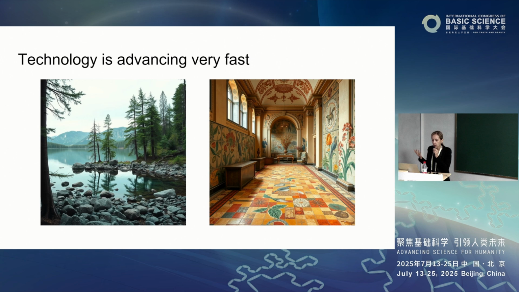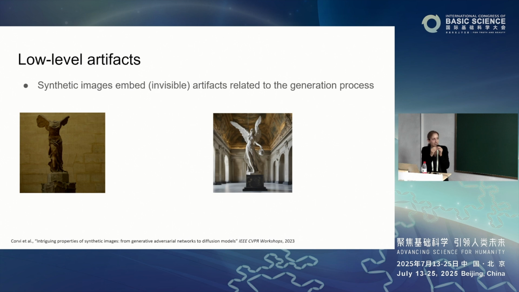So how can we detect then that an image is real or fake? Again, these are two images. How can we understand if one is real and the other is fake? In this case, one is real and one is fake, I can just tell you this. So what we have already tried to work on is not to rely on high-level semantic artifacts, but to look at low-level artifacts. These are invisible artifacts that are related to the generation process of a synthetic image.